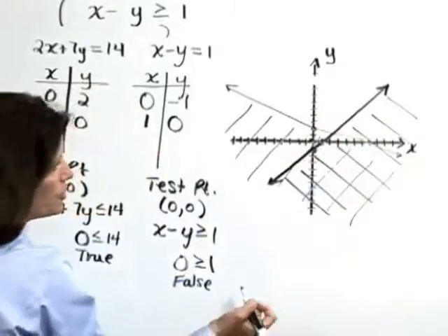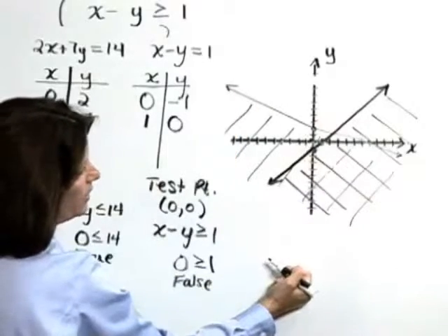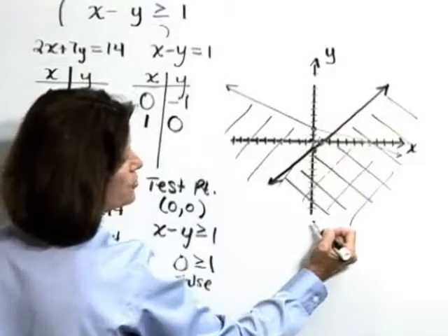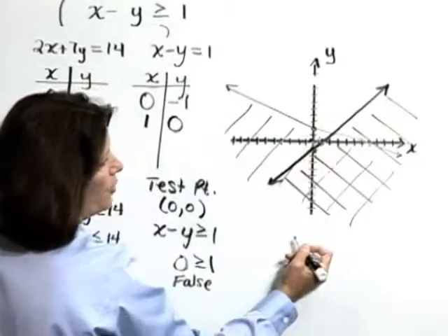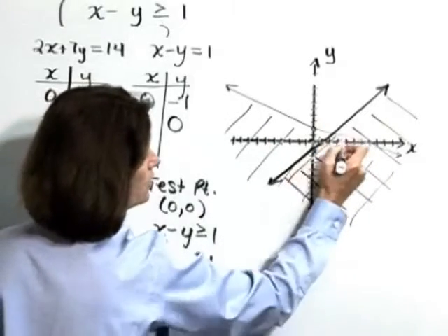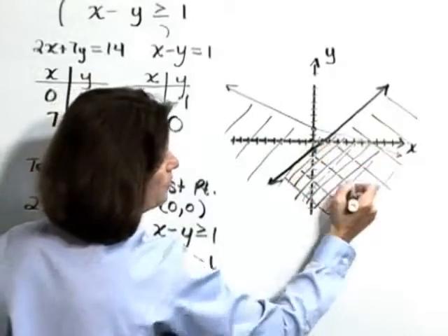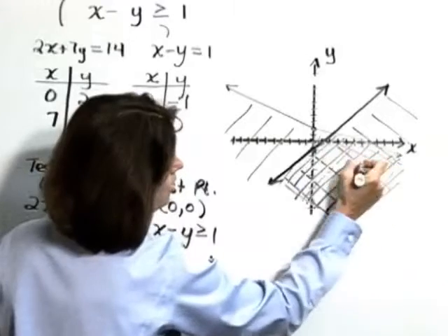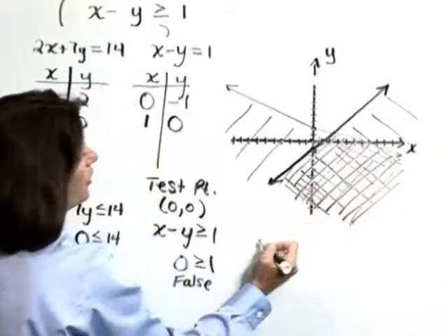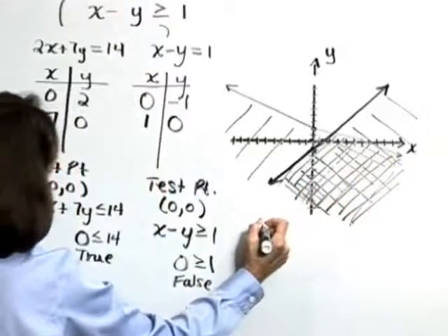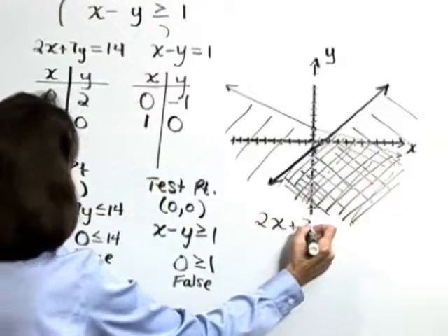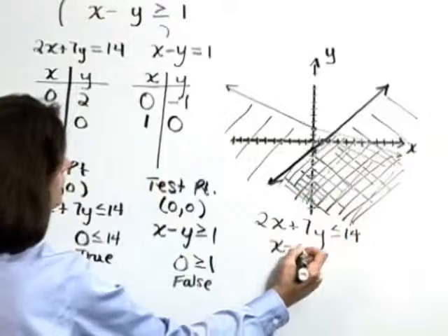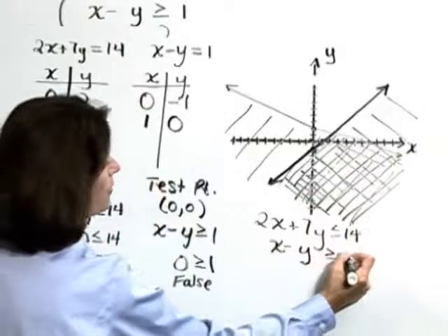Now, for our solution to our entire system of inequalities, that solution is this intersecting region that is a solution for both inequalities. So our solution, I'm just going to bold this a little bit more, is this region that is down below both of the lines. So we have indeed graphed the system of inequalities: 2x plus 7y is less than or equal to 14, and x minus y is greater than or equal to 1.